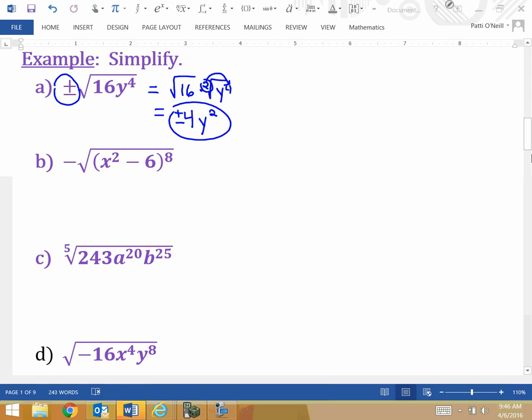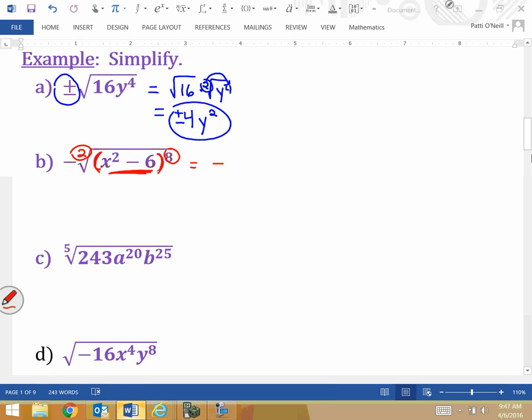The second problem is another even root problem. So remember, if there's nothing written, it's assumed to be a square root. There's an imaginary index of 2. So this is saying that I want the negative square root of the quantity of x squared minus 6 to the 8th power. Now this radicand is quantified underneath. So I'm going to treat this as one entity here. So it's basically like I'm taking the square root of something to the 8th power.